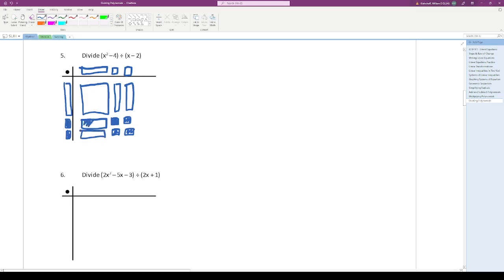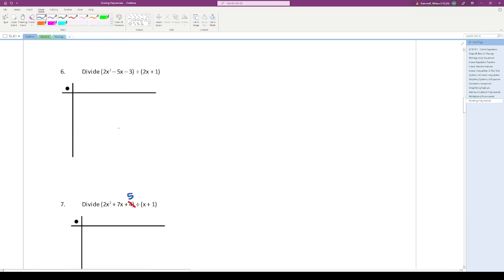So when we combine our like terms, we get x squared from here, we get negative 4 from here, but the plus 2x and minus 2x cancel out. So that's how we end up with just x squared minus 4 and no x term. So our quotient was x plus 2, which is the opposite of x minus 2, so that's how we canceled out all of our x terms.